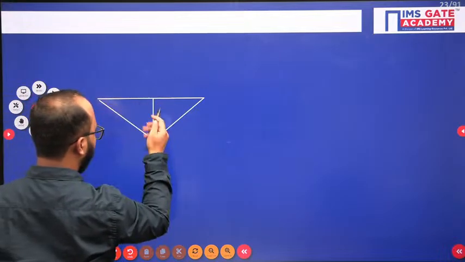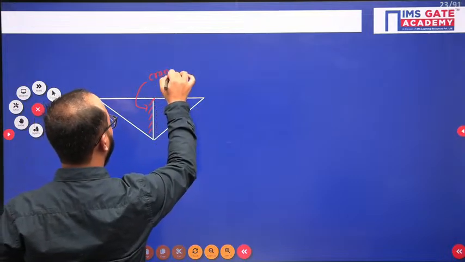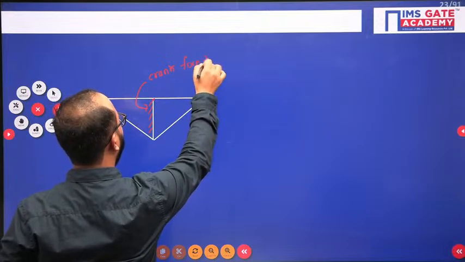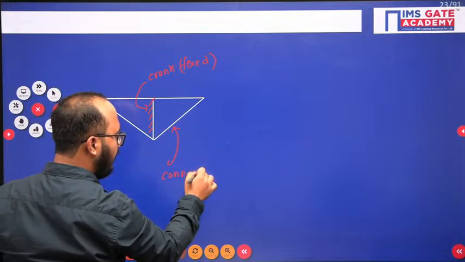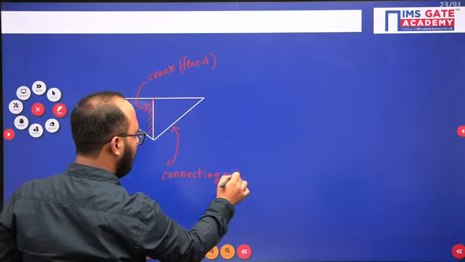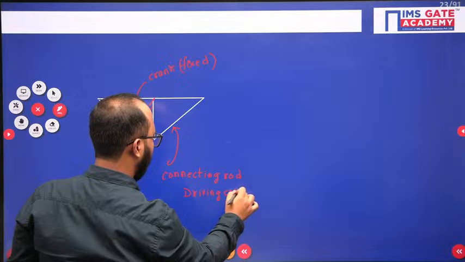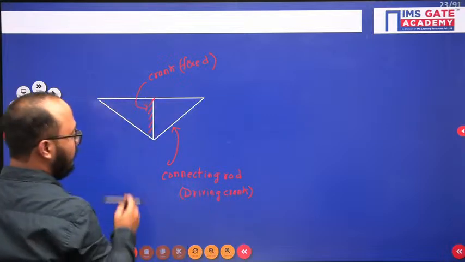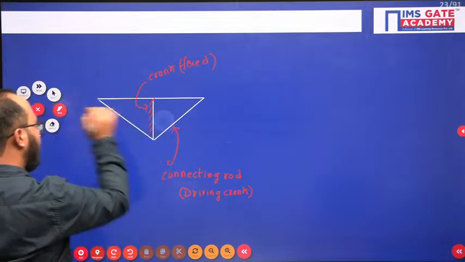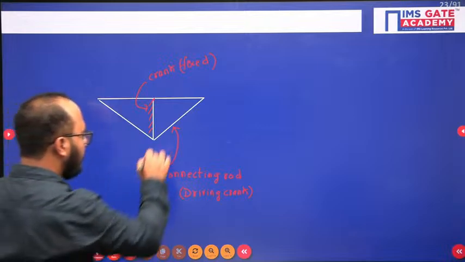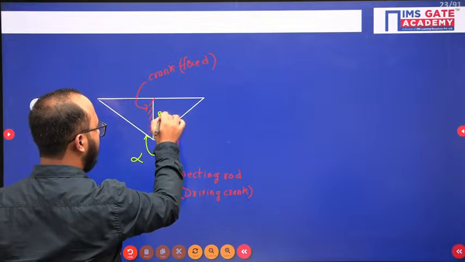So this is the crank which is fixed. And here is the connecting rod which is acting as a driving crank. Now please understand, everyone. So what are the angles here? Usually students are confused about the angles here. This is alpha, the cutting stroke angle, and this is our return stroke angle, beta by 2.